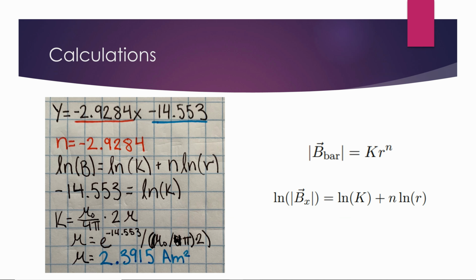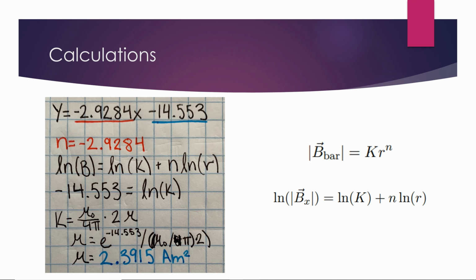To find the distance dependence n, I used the slope of the equation on the previous slide. I could have also used the distance dependence formula shown to the right. I found n to be negative 2.9284, which is good because it was expected to be negative 3 due to the known distance dependence of a bar magnet.